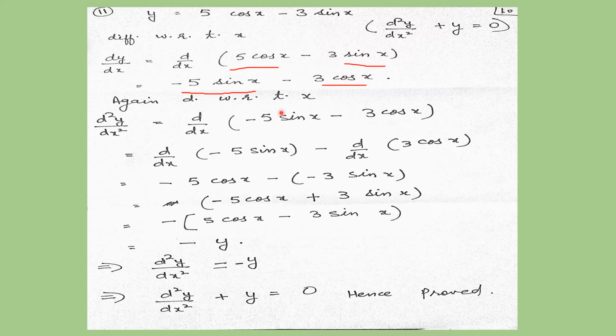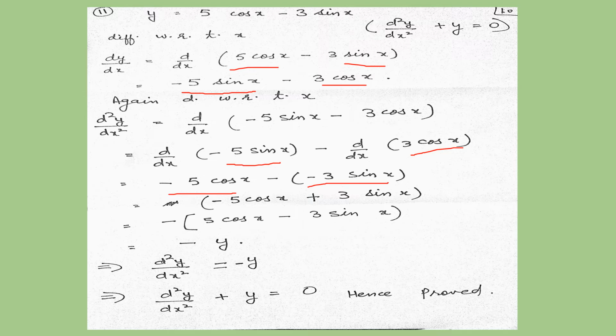Again, derivative with respect to x, calculate d square y upon dx square is equal to derivative of minus 5 sin x minus 3 cos x. So, very simple. This you can divide it. Derivative, it will be derivative of minus 5 sin x minus derivative of 3 cos x. Now, what is the derivative of minus 5 sin x? Answer is minus 5 cos x. Okay. And the derivative of 3 cos x will be minus 3 sin x.